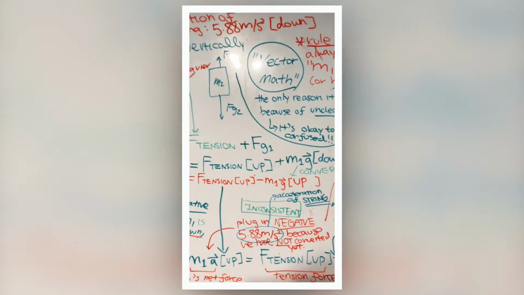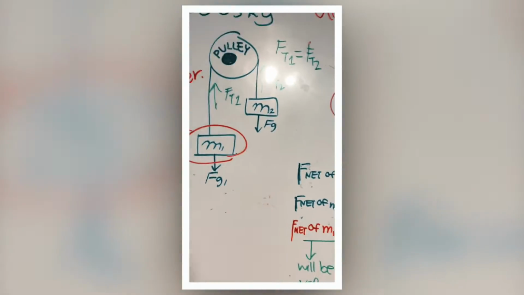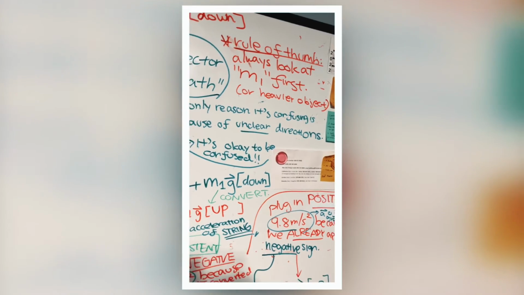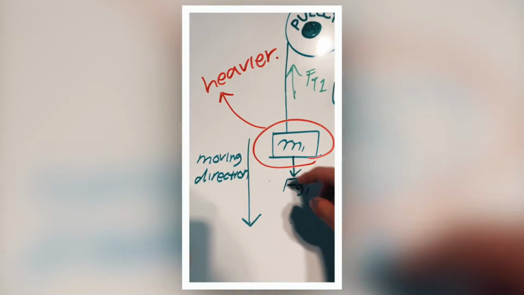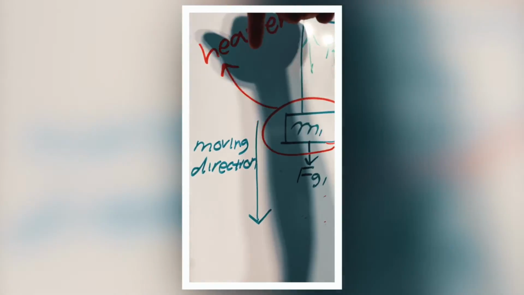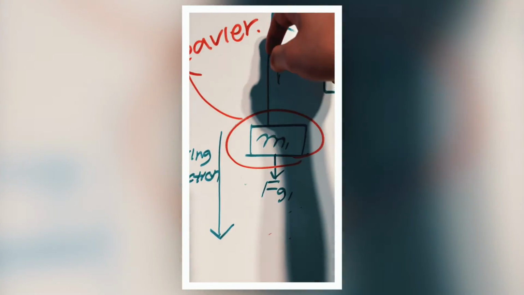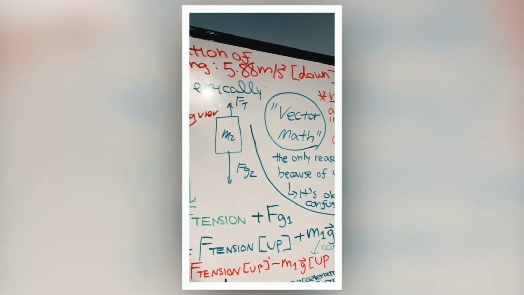It's 5.88 meter per second squared down, as we derived before. The reason it's down is because the general rule of thumb is that when the question is asking you to get Ft, which is a tension force, always look at the M1, the heavier one. If you look at the heavier one, you can easily tell that the moving direction is going down. We're not looking at M2, we're exclusively looking at M1. The string is going down, so it is accelerating downwards. So it's 5.88 meter per second squared down.